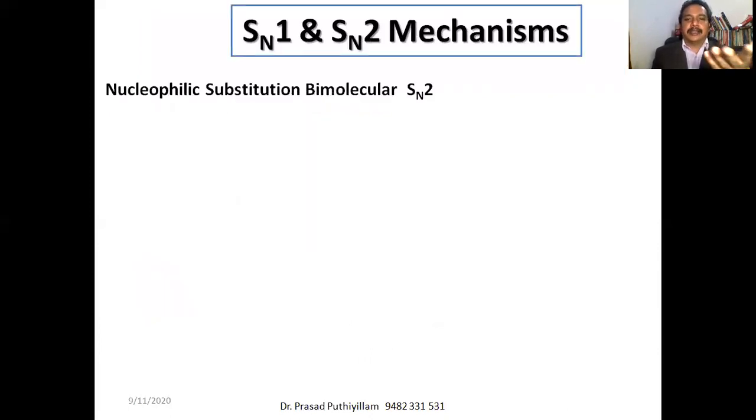Now we'll see the second type of nucleophilic substitution reaction, that is bimolecular. It is named bimolecular nucleophilic substitution because the slow step, the rate determining step of the reaction, contains two molecules. Both the alkyl halide as well as the nucleophile participate in the slow step, therefore it is bimolecular. Whereas in SN1, only the alkyl halide is there in the slow step, and later the nucleophile attacks the molecule. Therefore this is bimolecular.